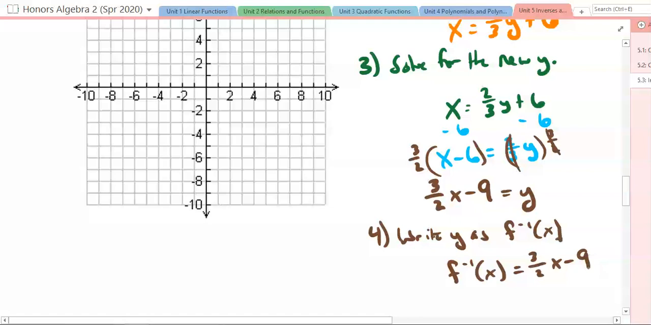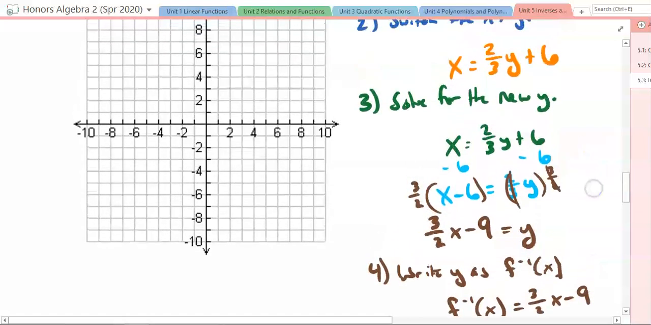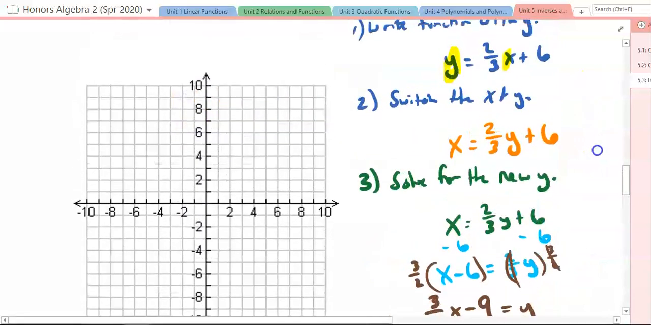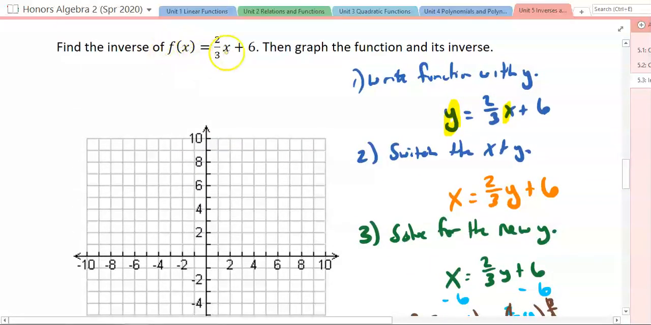Now, let's look at how these two graphs are going to look on the coordinate plane. We go back to the original function first. I'm going to graph it in orange. F of x is equal to 2/3 x plus 6. So I'm going to start at 6. That's my y-intercept. I go up 2 and right 3, up 2, right 3, and I can reverse back this way, down 2, left 3, down 2, left 3, and this is my line.